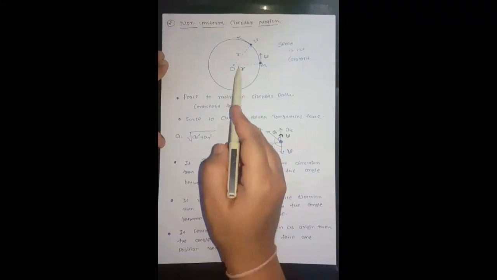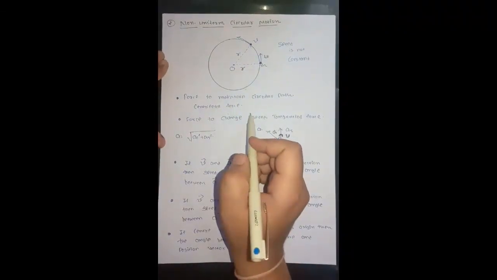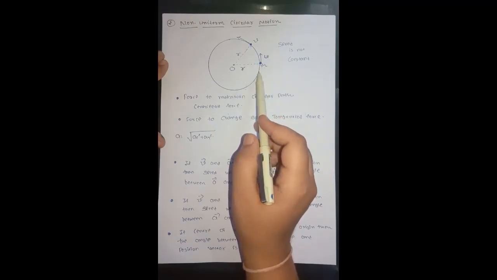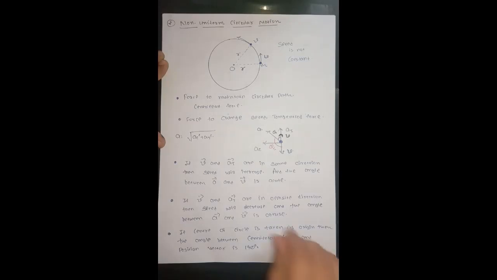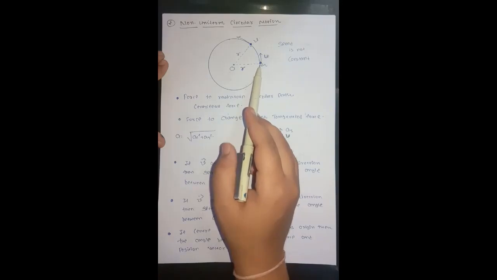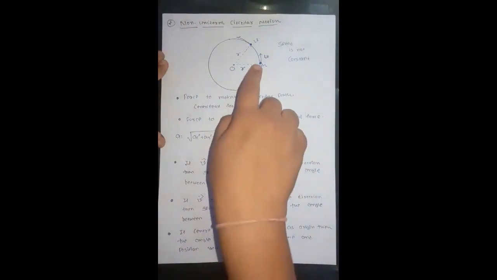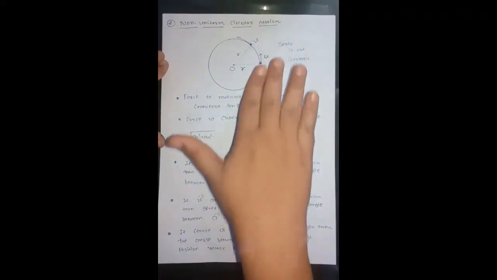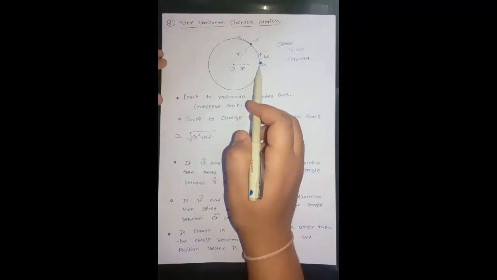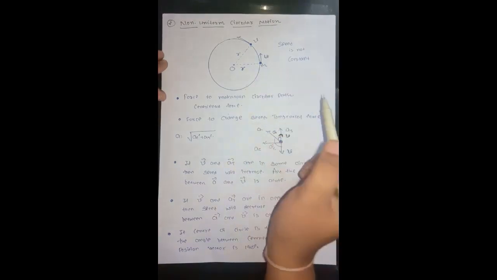Now, to maintain the circular path, we require centripetal force, but to change the speed of object, we require another force that is called tangential force. It is called tangential force because it will act along the tangent of the circle. If object is moving in this direction and we apply the force in same direction of motion, then speed will increase, and if we apply the force in the opposite direction of motion, then speed will decrease.